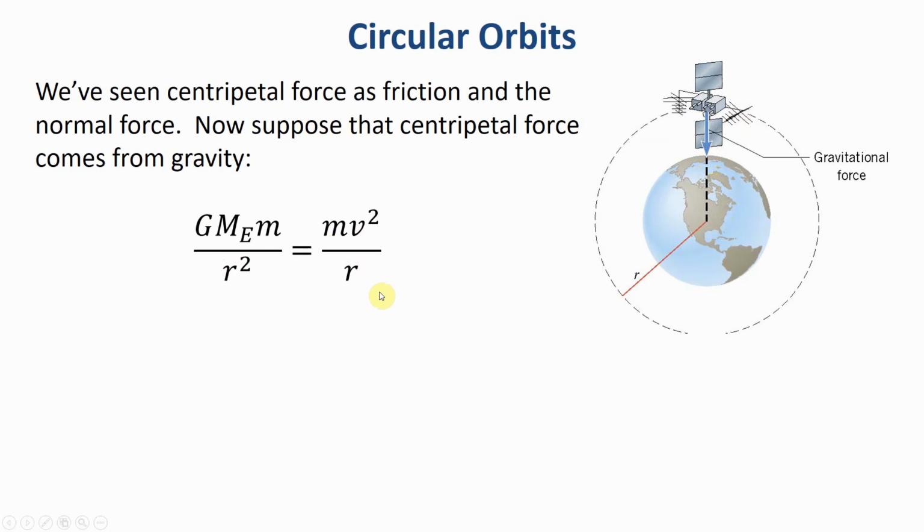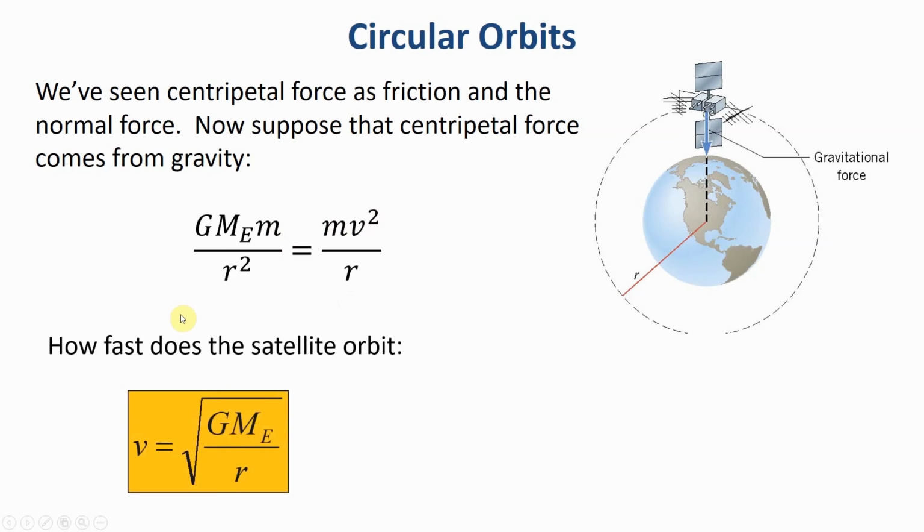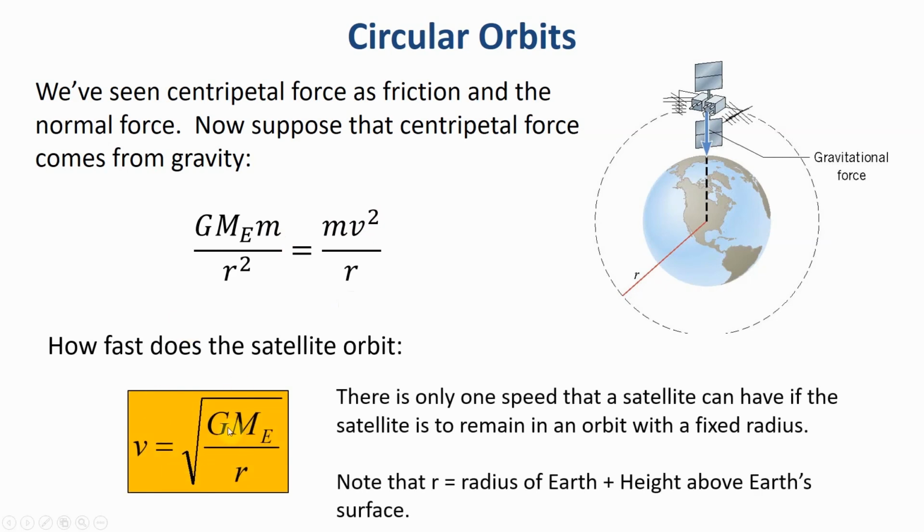But this equation now tells me all sorts of interesting things about how orbits actually work. So for example, let's take this equation and solve it for v. I cancel out an m, do some algebra, and what I get is v is the square root of G times the mass of the Earth divided by this r. And again, that's this r, the radius of the Earth plus the height above the Earth.